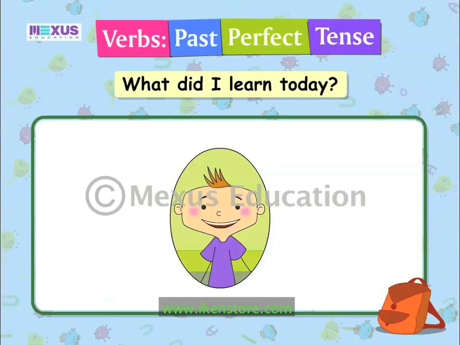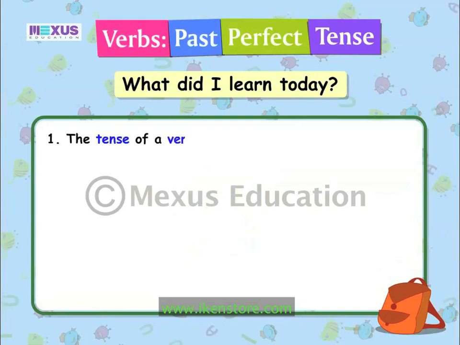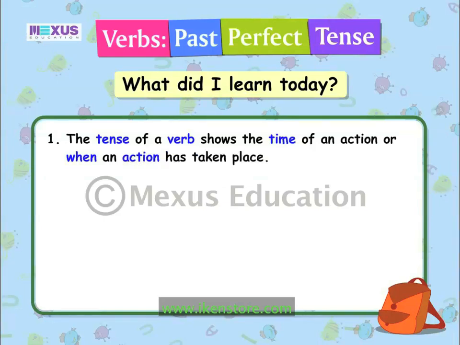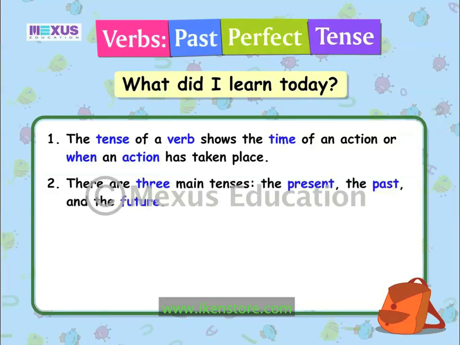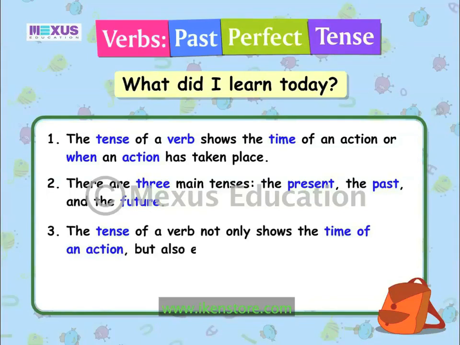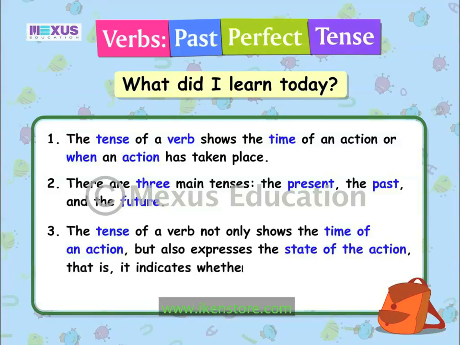Learning about tenses is really fun. Let's go through all the points we have learned in the lesson Verbs, Past Perfect Tense. The tense of a verb shows the time of an action or when an action has taken place. There are three main tenses: the present, the past, and the future. The tense of a verb not only shows the time of an action but also expresses the state of the action, that is, it indicates whether the action is complete or incomplete.